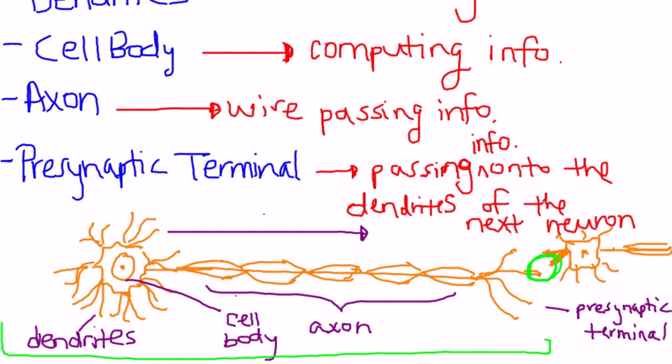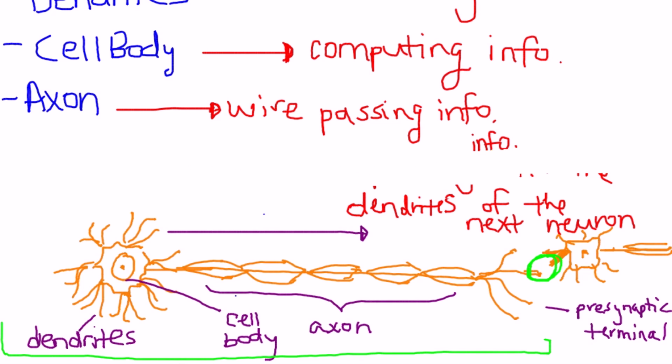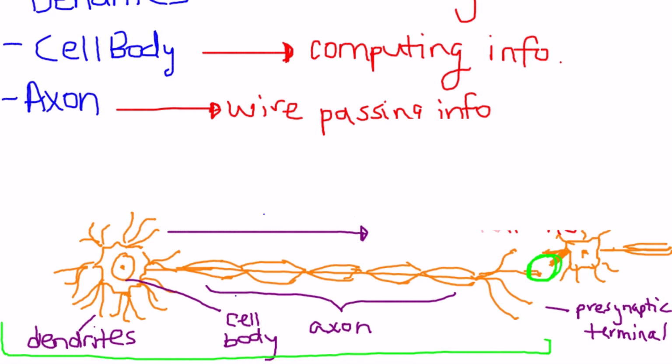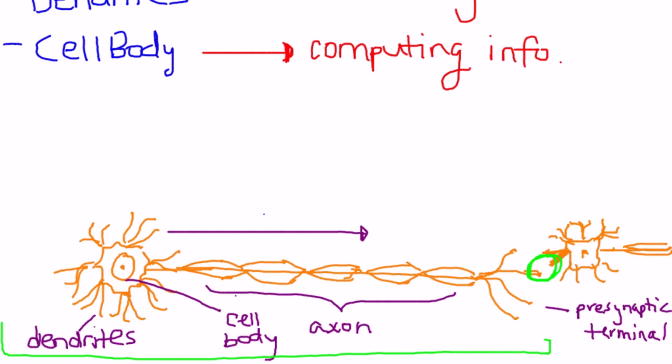I'm just going to erase this top portion here because I have 2 more things to explain to you, and I just need a little bit more room. Alright. So the axon, as you recall, is the wire that passes down the information, and it actually has 2 really important components to it. One is the myelin sheath, and another is the nodes of Ranvier.